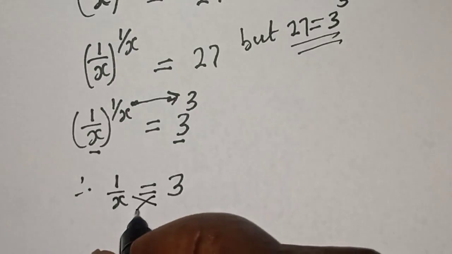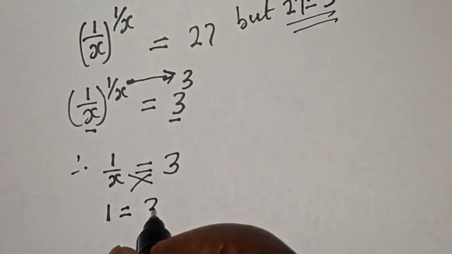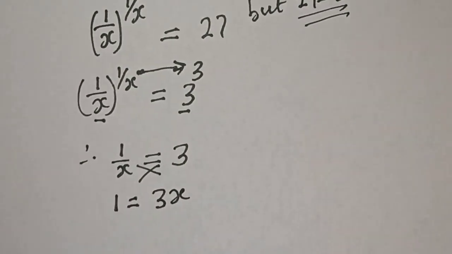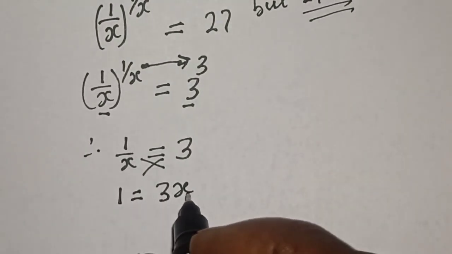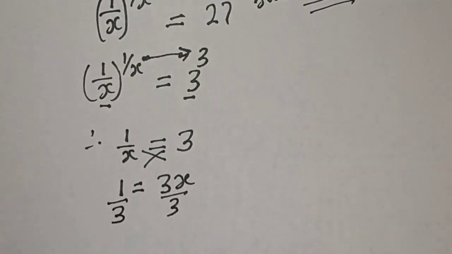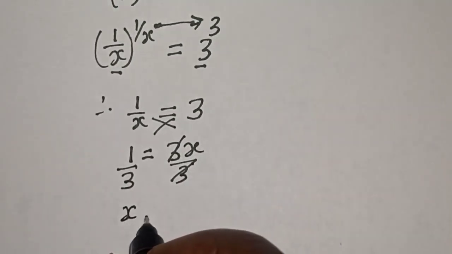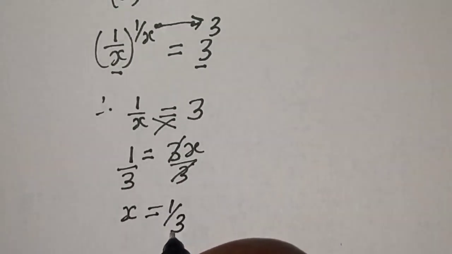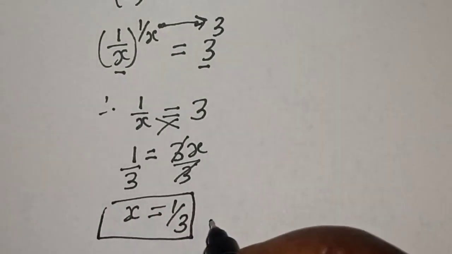Now let's cross multiply. 1 is equal to 3x. We are looking for the value of x. Let's divide both sides by 3. This will cancel this. x is equal to 1 over 3. This is the final answer.